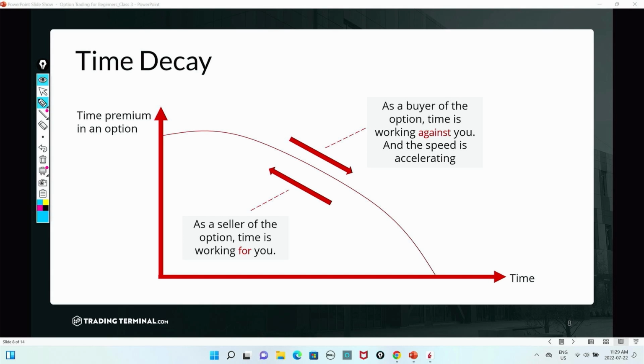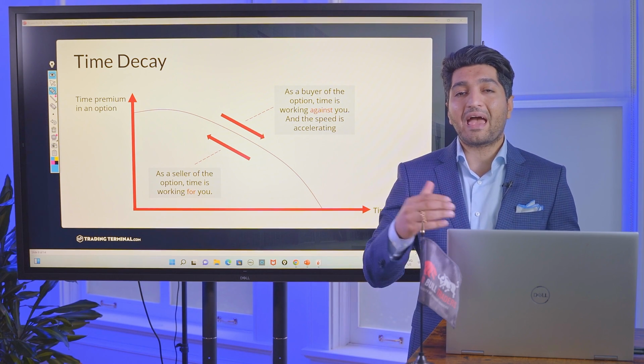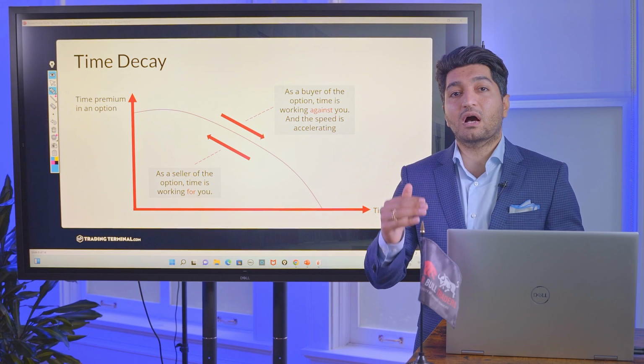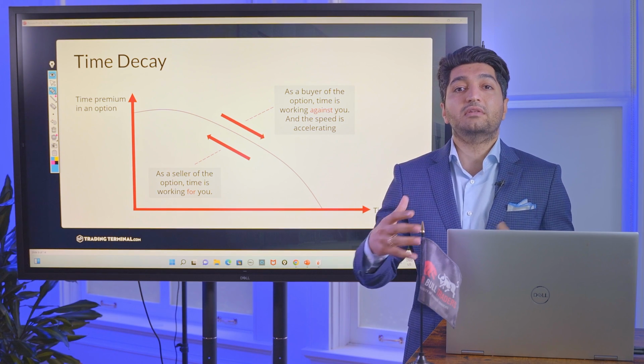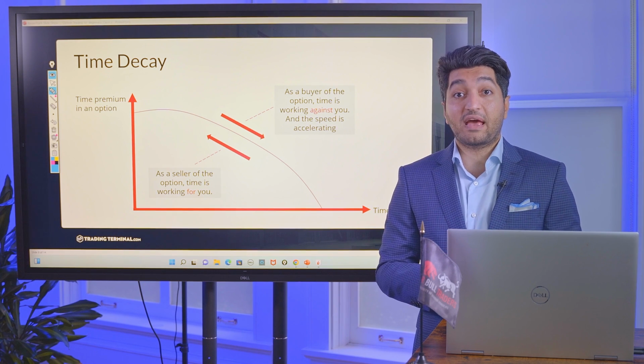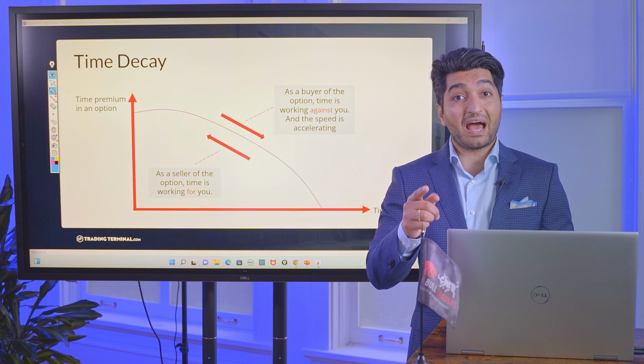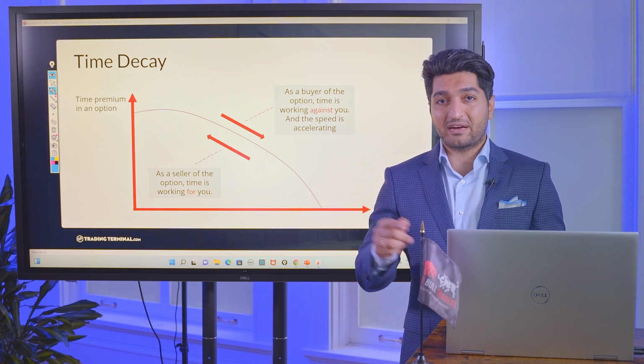On the other hand, if you sell an option, as a seller of an option, time is working for you. So let's say in this case you sell a 200 Apple call. Every day that goes by and Apple is not getting closer to that 200, the option is gaining value. And more expires every day, gaining more value to the option that you've sold. So time is working for you rather than against you.